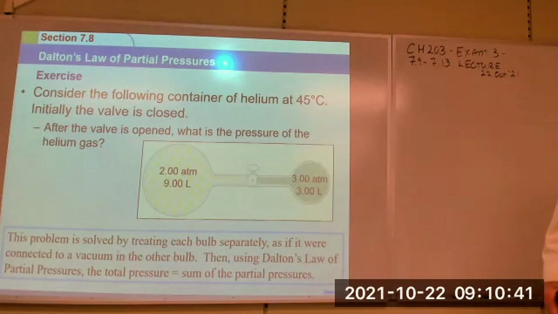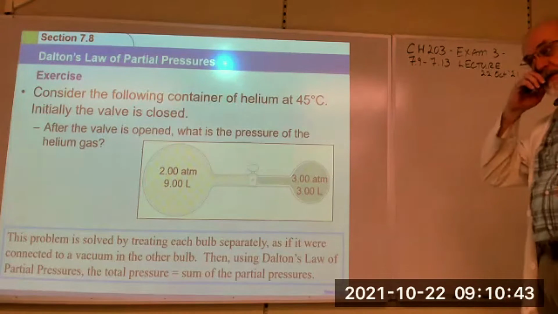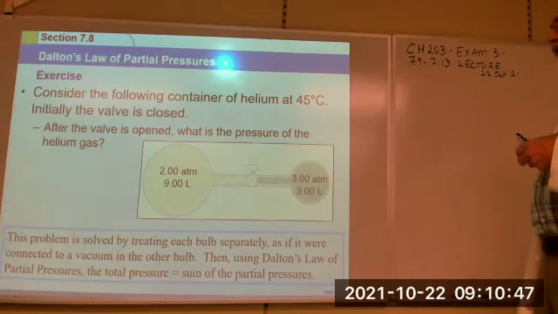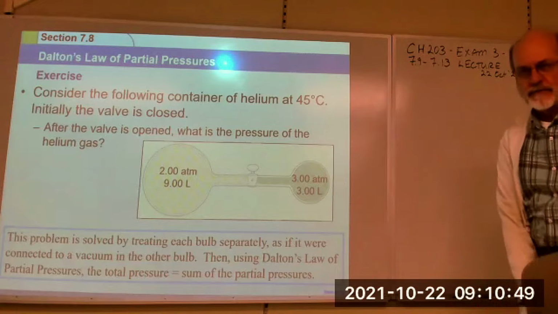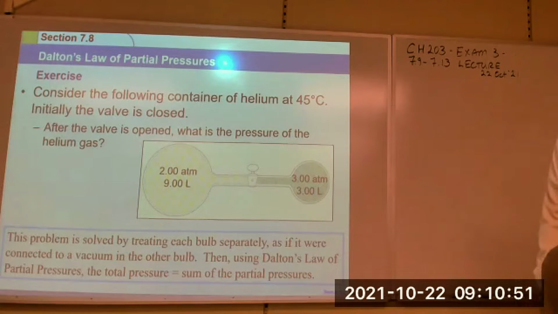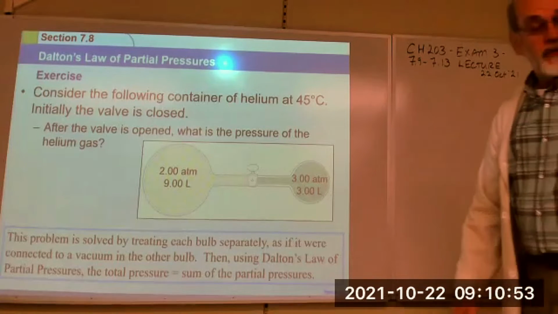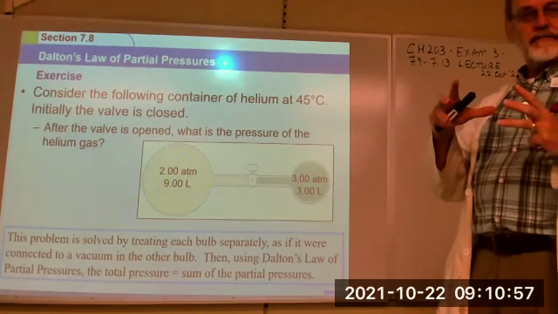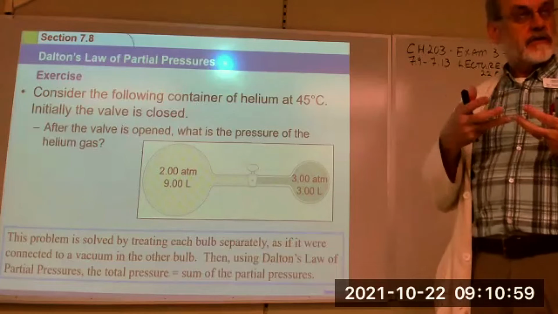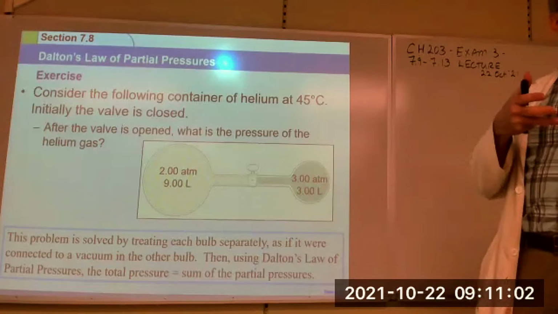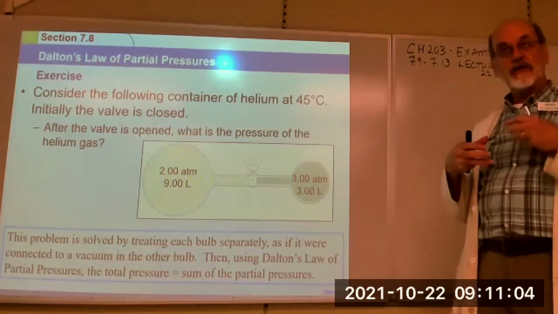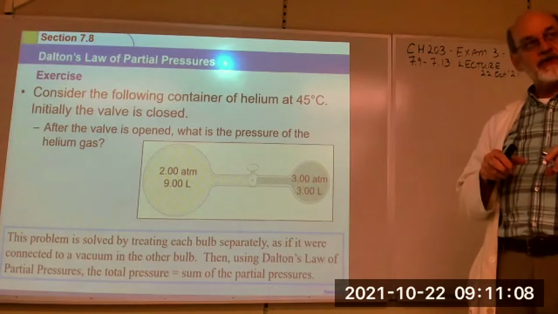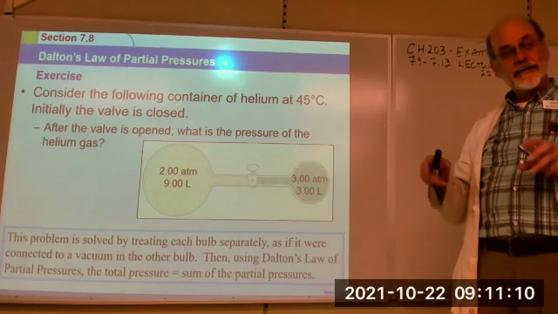Okay, let's backtrack just a hair so we can fit things together. We left off last time talking about Dalton's Law of partial pressures. And all it says is that when you measure the total pressure of a mixture of two or more gases, that total pressure is actually the combination of the pressure due to one gas plus the pressure due to the other gas.